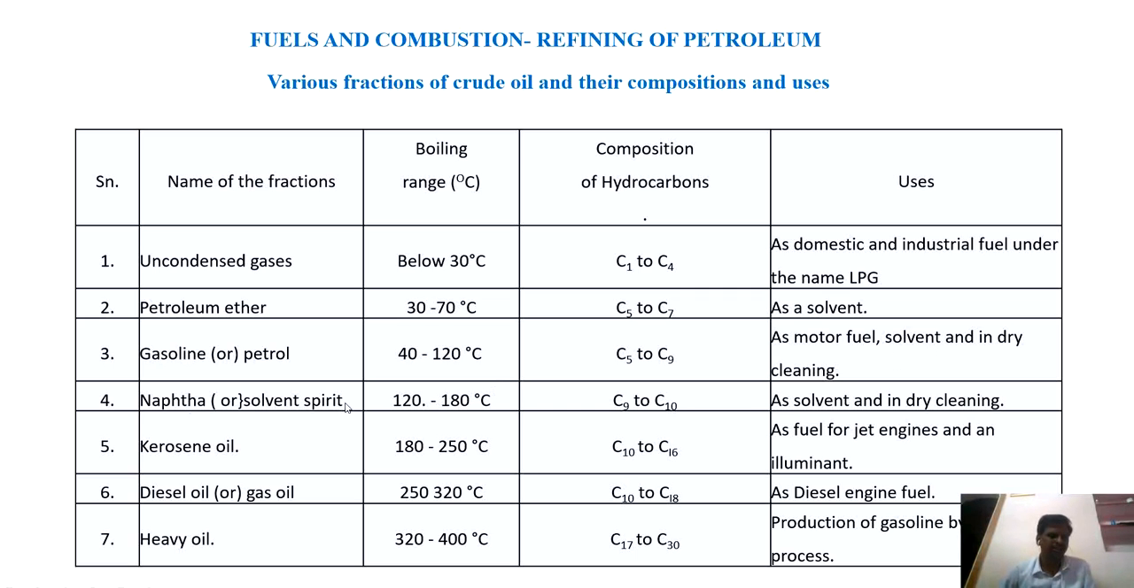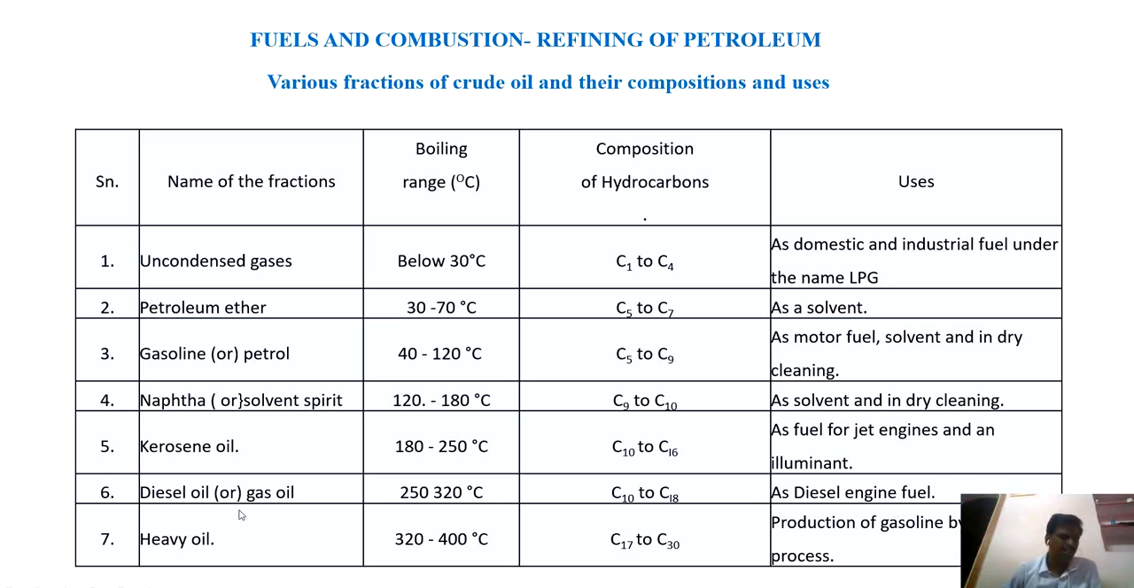Next, naphtha or solvent spirit. It starts to separate at 120 to 180 degrees centigrade. It contains about 10 carbons, and is used as a solvent and for dry cleaning. Then kerosene oil starts to separate from 180 to 250 degrees centigrade. It contains about 16 carbons, and it can be used as a fuel for jet engines.